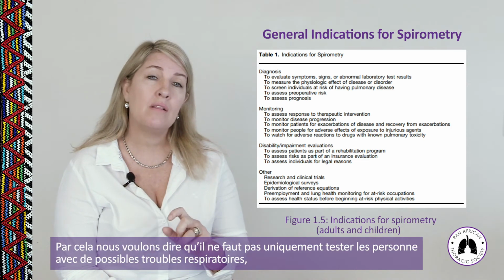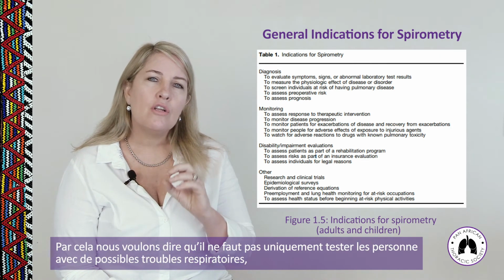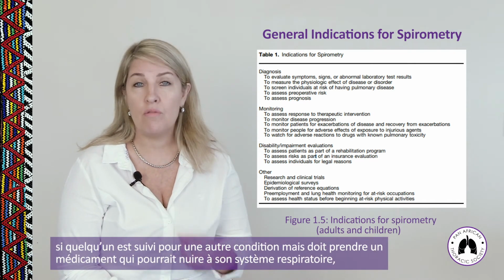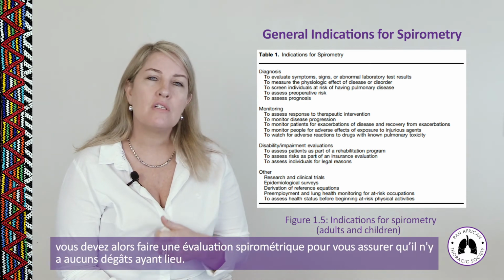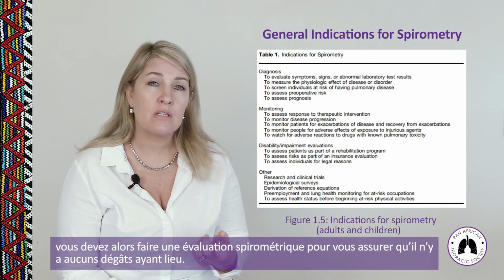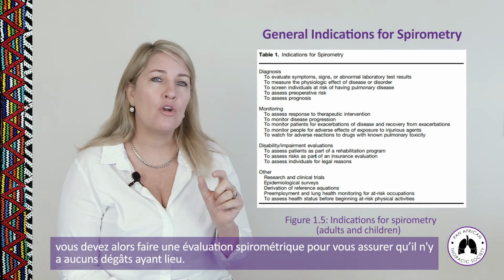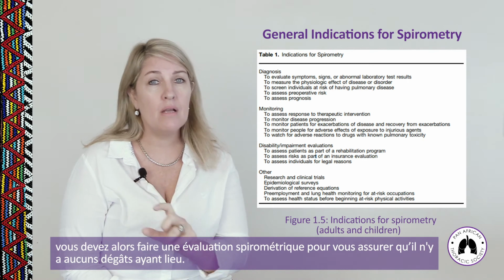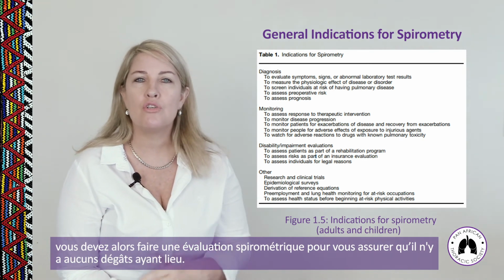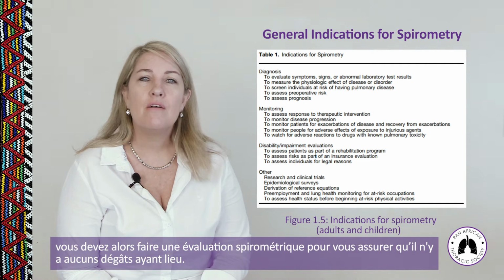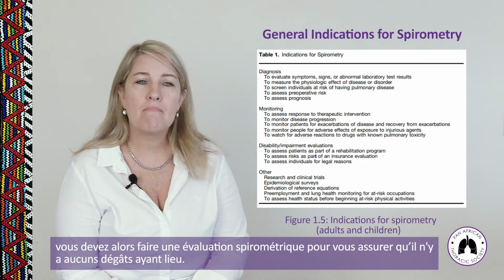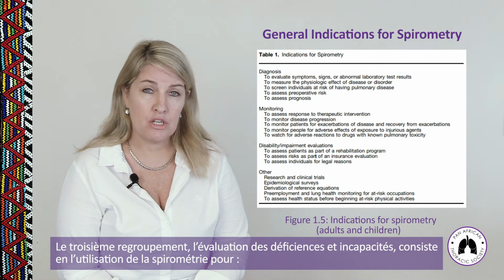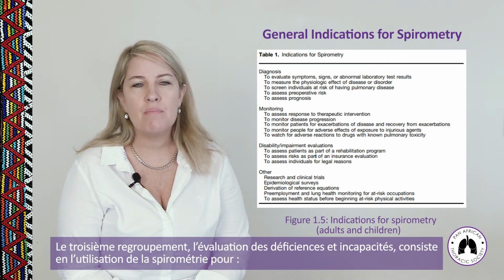pulmonary toxicity. So what that means is that you don't necessarily only test people with possible respiratory disease or with respiratory disease. If patients are taking medications for other conditions, but those medications are known to be possibly toxic to the respiratory system, then you would test with spirometry to ensure that there is no damage taking place from the use of those medications.